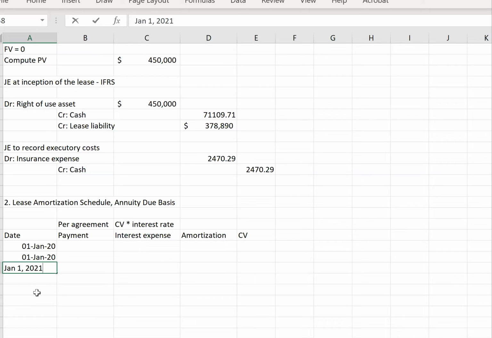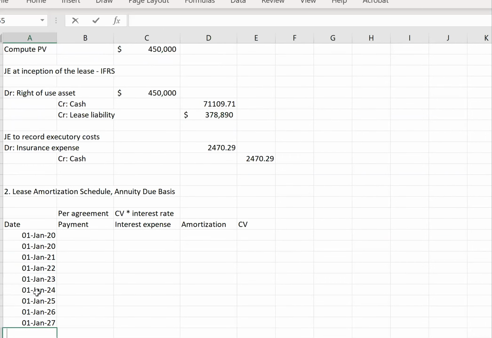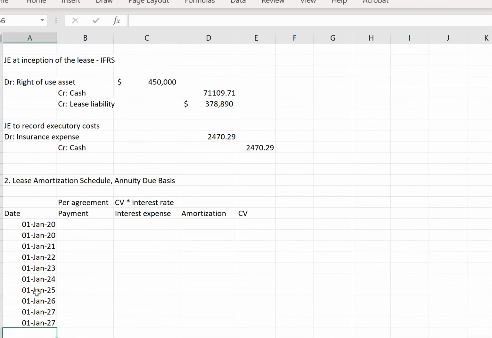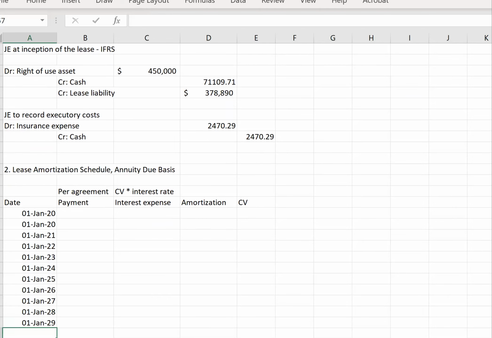So January 1st, 2021, January 1st, 2022, January 1st, 2023, January 1st, 2024. It's a 10-year agreement, so January 1st, 2025, January 1st, 2026. Oops, 2028. Probably should have dragged that down, but we only have one more to do, so I'll do it there. Okay, so now we've got our 10 years. You can see here, if we highlight those, I don't have the count on at the bottom, but our count is 10.